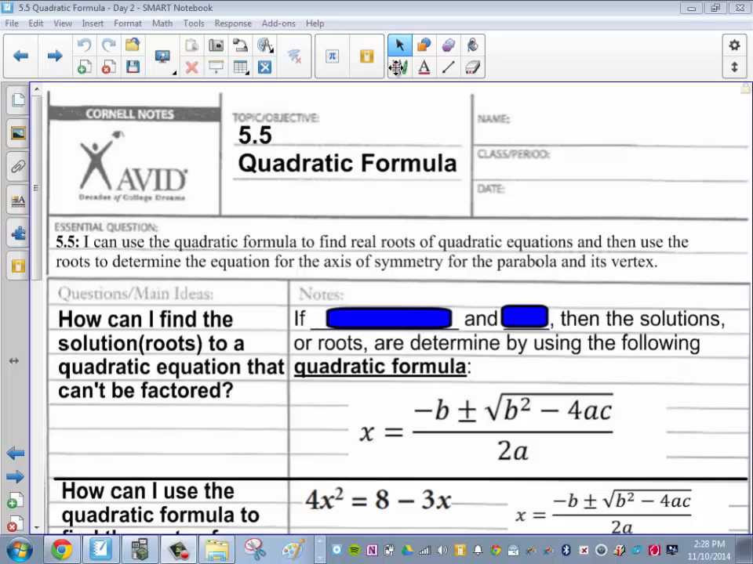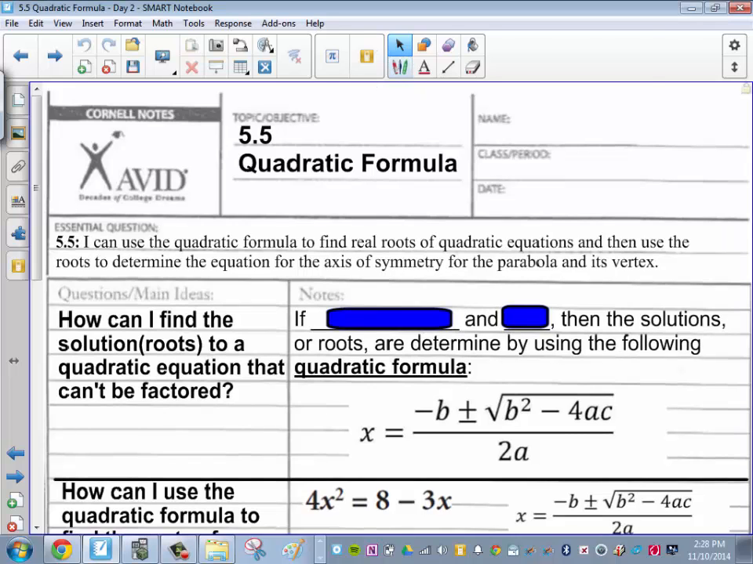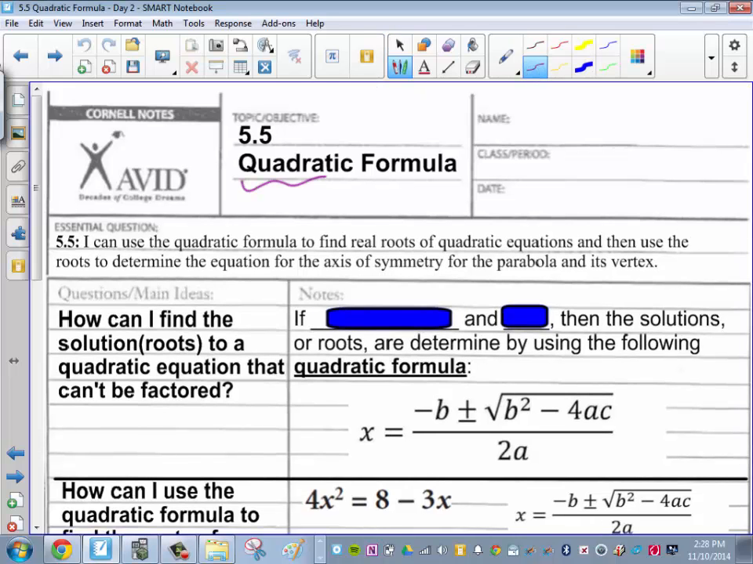Guys, I have horrible news for you. I just found out you cannot factor every quadratic equation. But you know what the good news is? There's something called the quadratic formula for those situations.